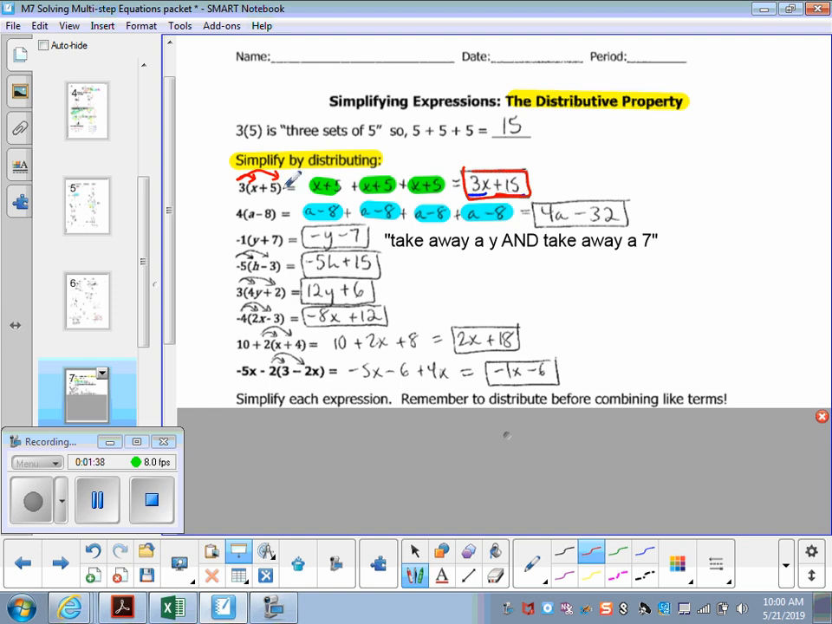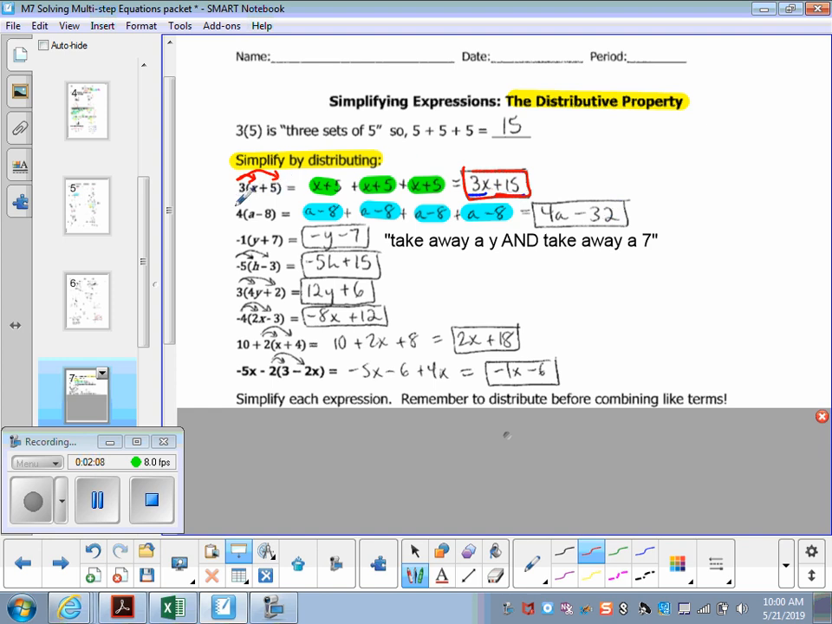The next example says we want 4 sets of a minus 8. So here's an a minus 8, an a minus 8, an a minus 8, and an a minus 8. And multiplication is really a shortcut for the addition signs that you see in between. So now when we combine like terms, we have 1, 2, 3, 4 A's, and then we have a negative 8 plus a negative 8 plus a negative 8 plus a negative 8. So we have 4 sets of -8, which is the negative 32.